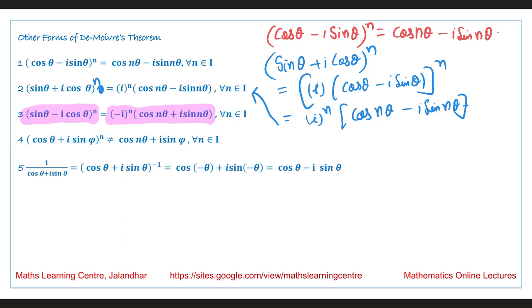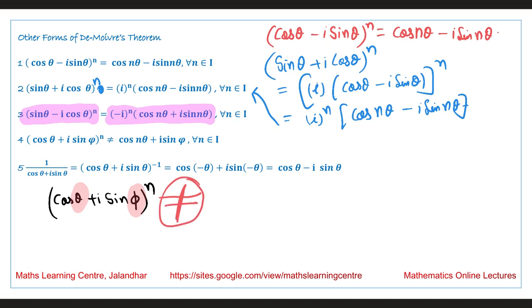Next is (cos theta + i sin phi) raised to the power n. Now look at these terms carefully. It is angle theta over here and angle phi over here. So this is not equal to cos of n theta + i sin of n phi. We cannot use the formula in this way. This result does not hold.